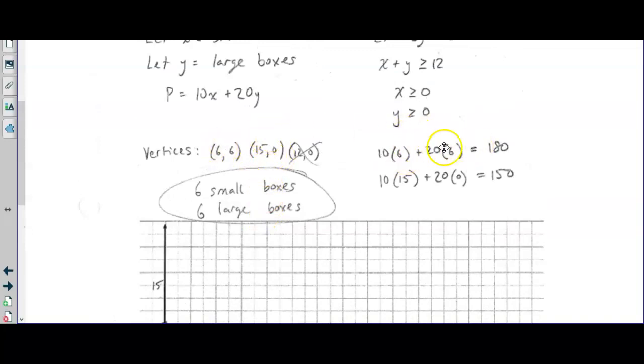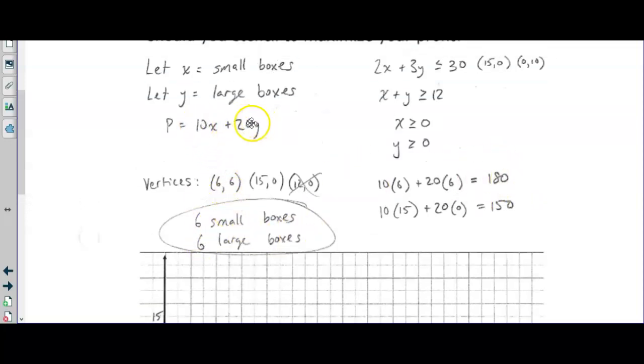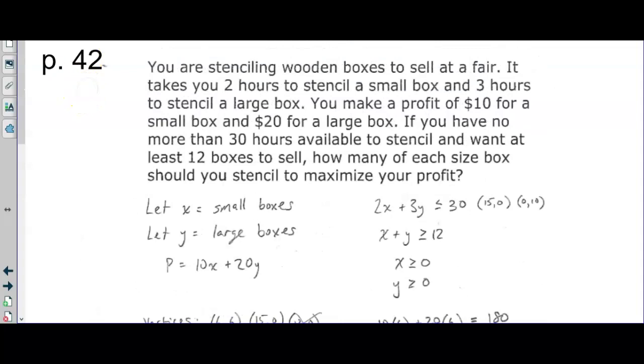When I plug in 6 and 6, I get 60 plus 120, which is 180. When I plug in 15 and 0, I get 150 plus 0, which is 150. The best profit ended up being when I use 6 and 6. So the objective function is designed to meet my objective in the best possible way. And 6 and 6 turned out to be the best one. But you only ever have to test the vertices and only the ones that could work. All right, so that's page 42.